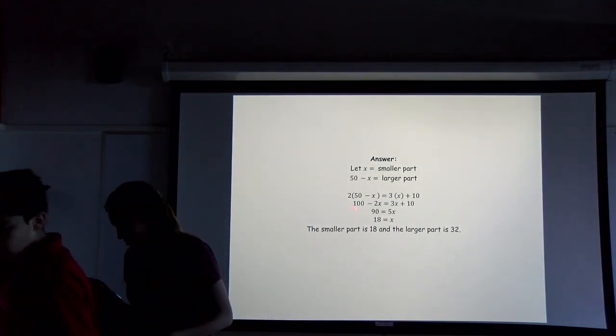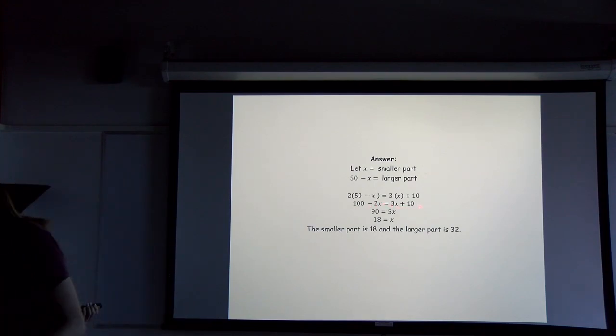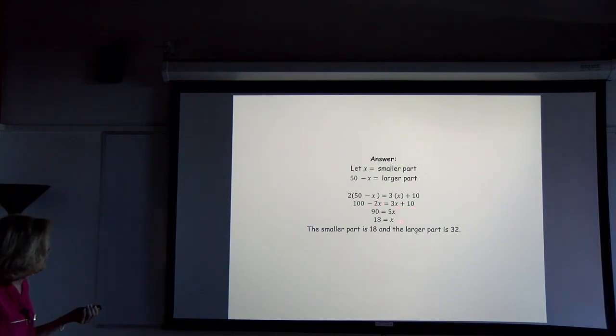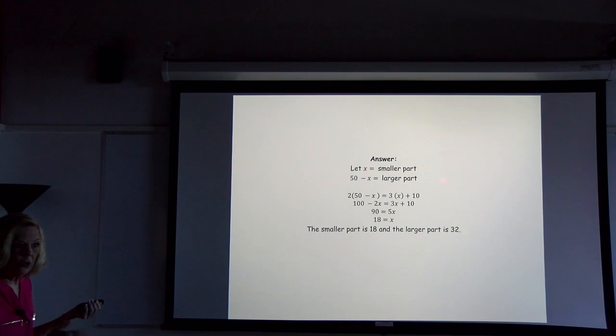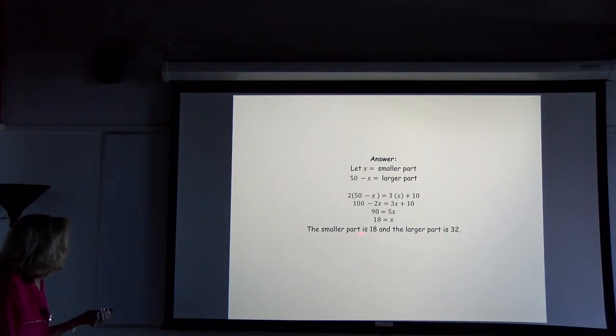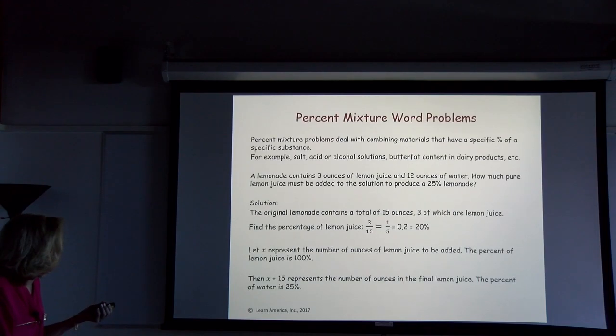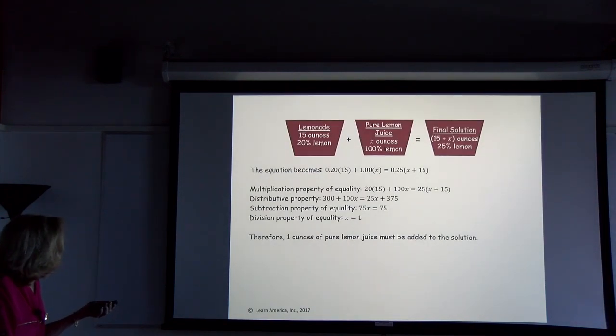So now distributing, we have 100 minus 2x equals 3x plus 10. Solving, x is 18, so the smaller part is 18, the larger is 32. If you had let x represent the larger part, you would have ended up with 32 as your value for x. And then when you'd subtract, you would end up again with the other piece. Okay?